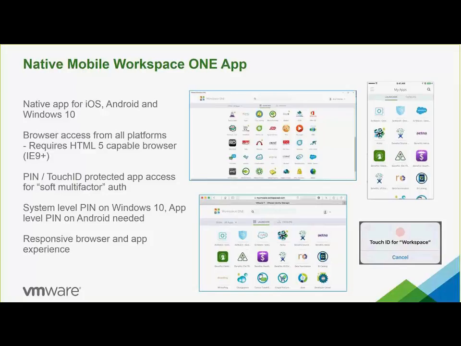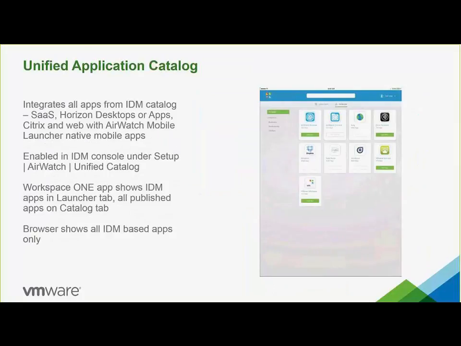Now, the Workspace ONE app can also be deployed in several ways. The first is to manually install from the store, or secondly, you can do it by enrolling manually through the AirWatch store. And then third is to install automatically through the app payload installation of AirWatch. The Unified App Catalog integrates all the apps from the Identity Manager catalog. So the Workspace ONE app shows the Identity Manager apps, the Launcher tab, and all the published apps in the Catalog tab. Now, when using the browser, though, just be aware that it shows all the Identity Manager-based apps only.